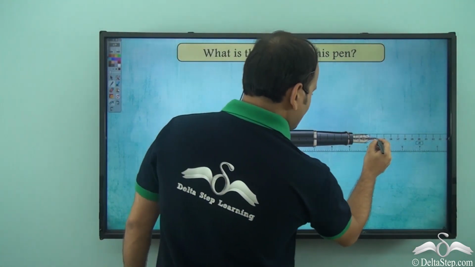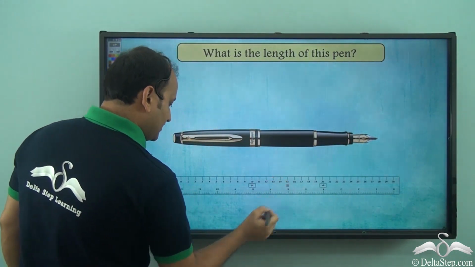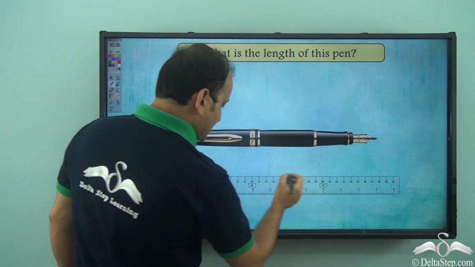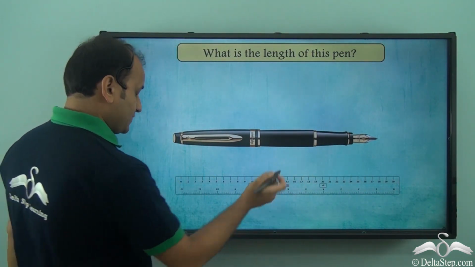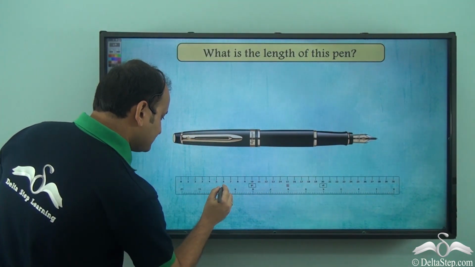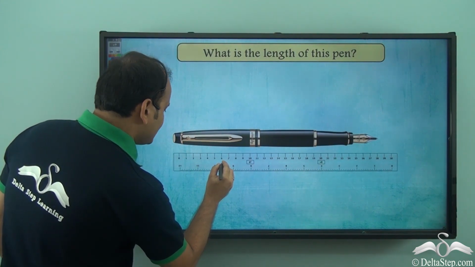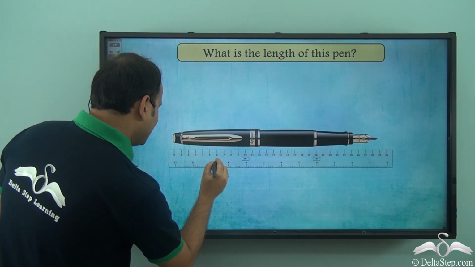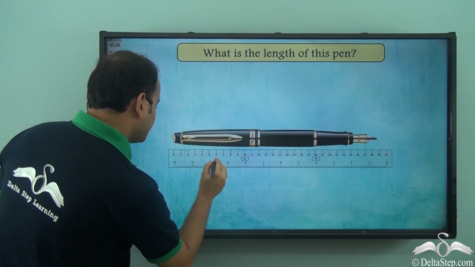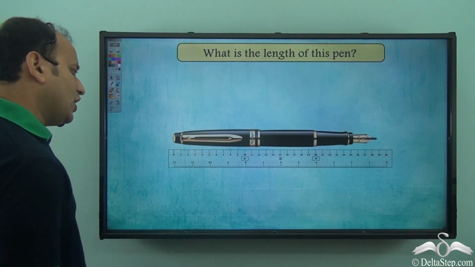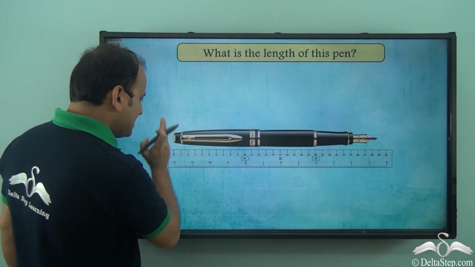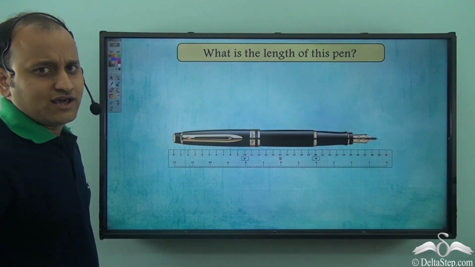So I take this ruler where divisions on this particular side are in centimeters. What we need to do is first place the ruler in such a way that the 0 exactly matches with one end of the pen, right? But how do you make sure that 0 is exactly matching with this particular end?